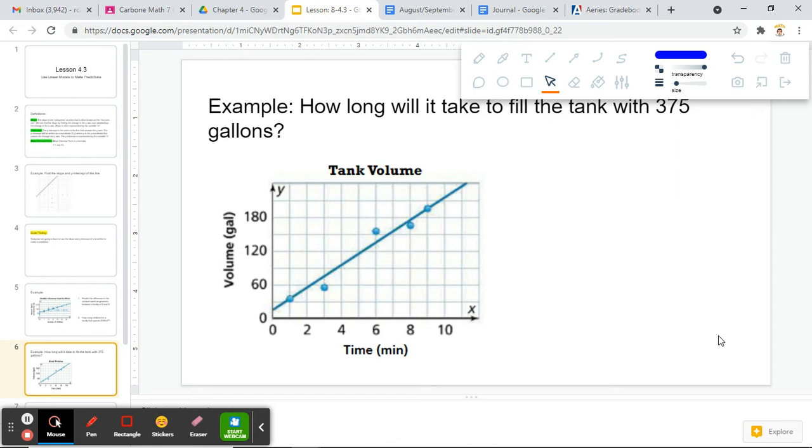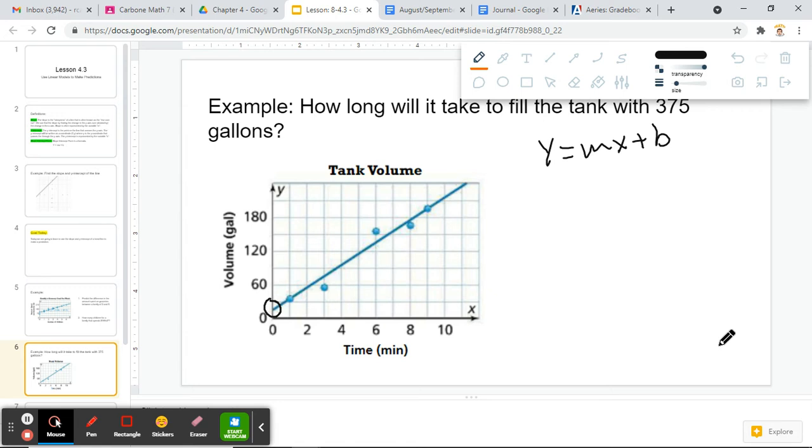All right, so example, how long will it take to fill the tank with 375 gallons? Alrighty, so let's go ahead here and start with writing our formula out. So our formula is always going to be y is equal to mx plus b. Remember, m is our slope and b is our y-intercept. Okay, so if we come over to our graph here, we can clearly see that right at this point right here, that's where our line is crossing the y-intercept, right?